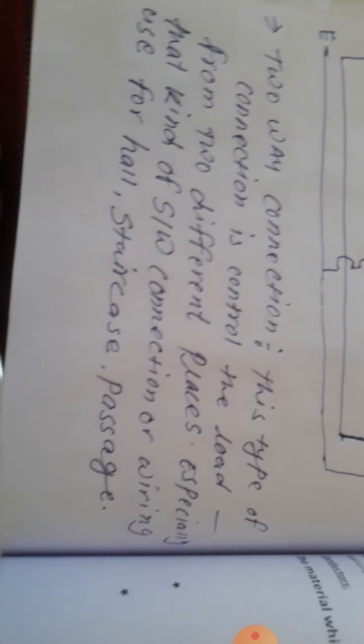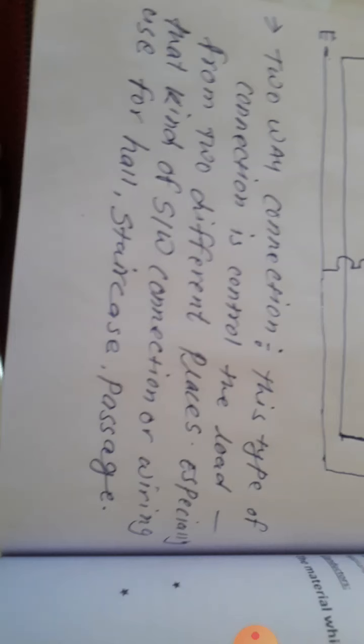Next one is two way. What is the two way switch? There are many models of wiring systems. Two way connection is a type of connection that controls the load from two different places. This kind of switch connection or wiring is used for hall, staircase and passage. Two-way switch wiring is the same, but the switch control is from two different places, not one place.